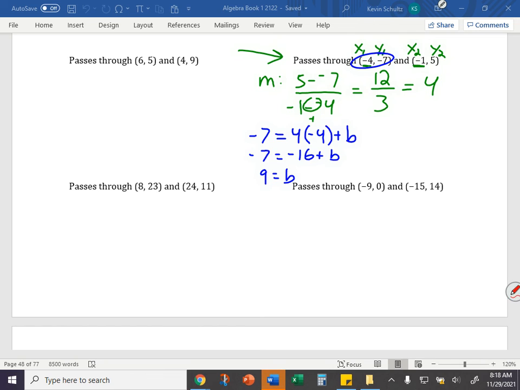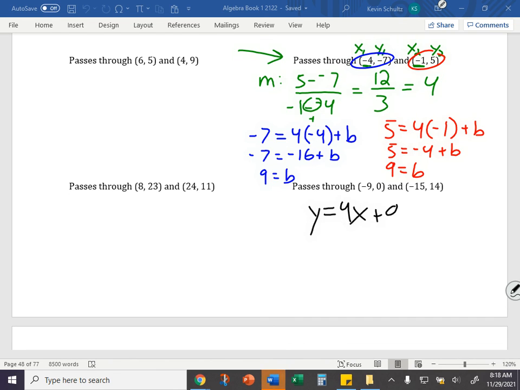Had Arlene chose that ordered pair, you still do the same thing. We get the same answer, right? This time 5 goes in for y. We still have 4 as a slope. -1 goes in for x, and we're solving for b. 4 times -1 is a -4. Add 4 to both sides, and we still get 9. Okay? So it does not matter which ordered pair you choose because they're both on the line. They're both going to get you the same value for b. And so our final answer, let's use all 4 colors here: y equals 4x plus 9.